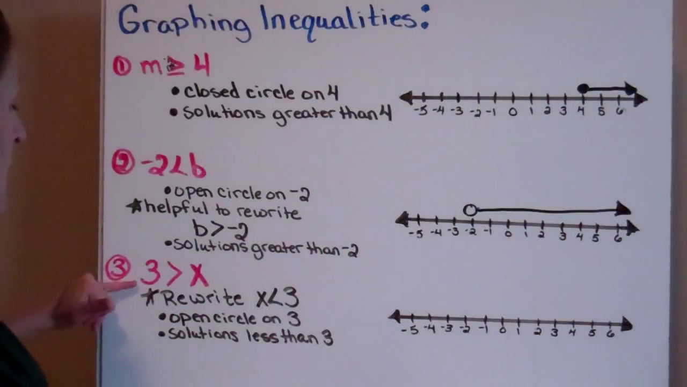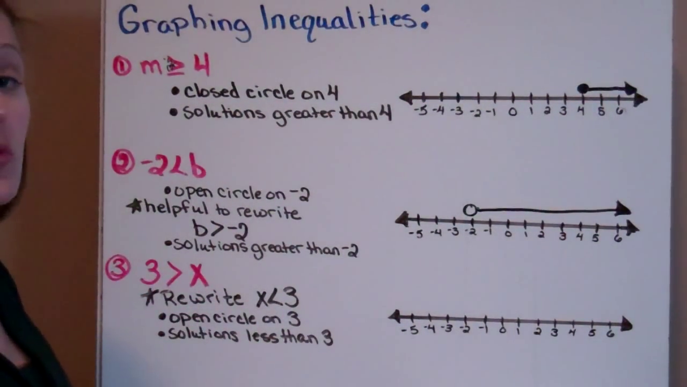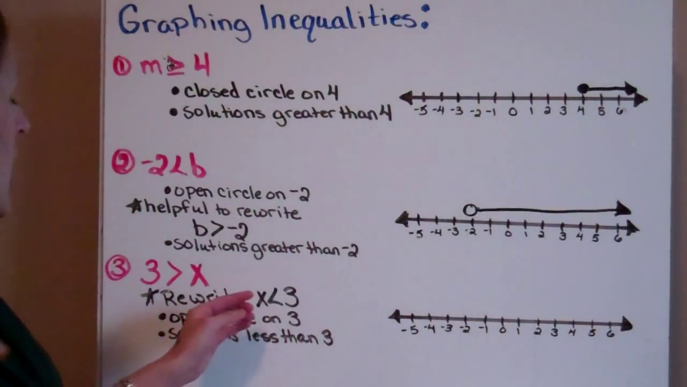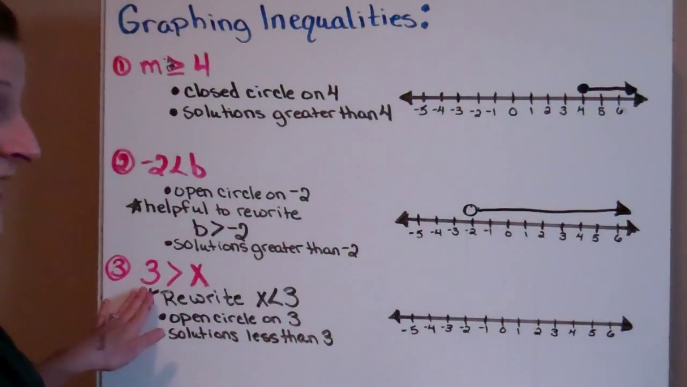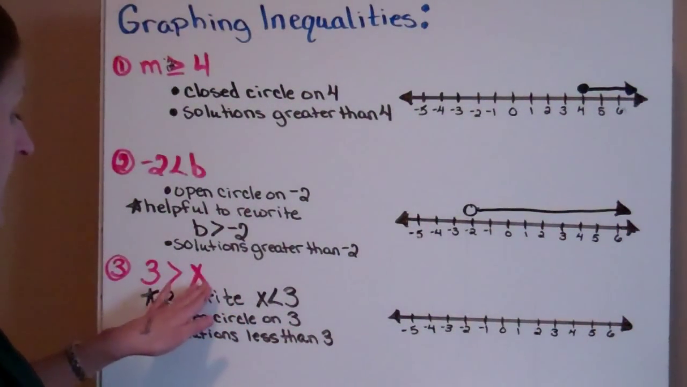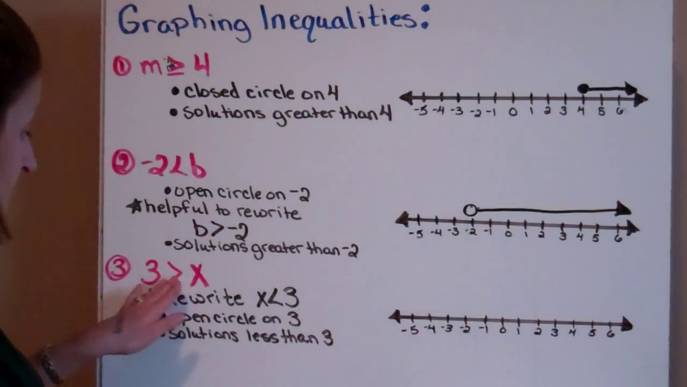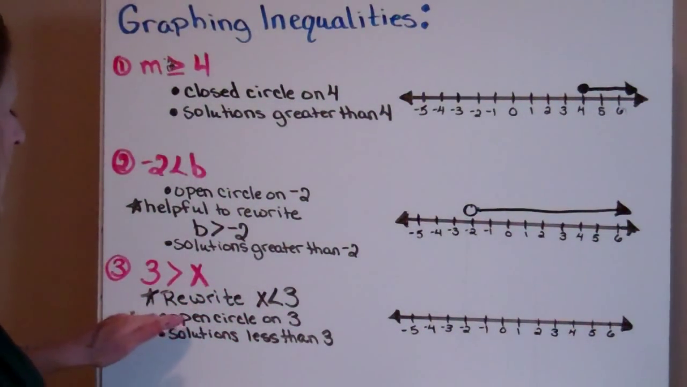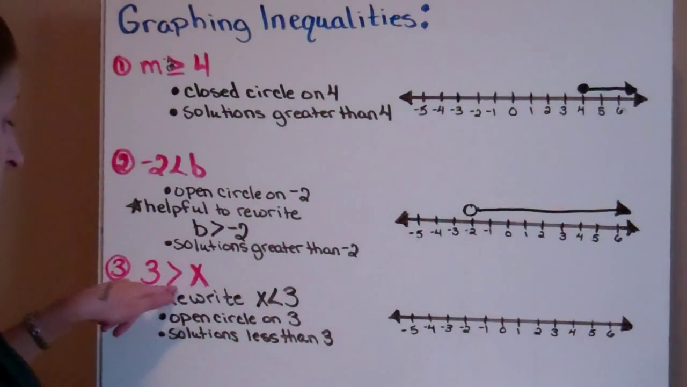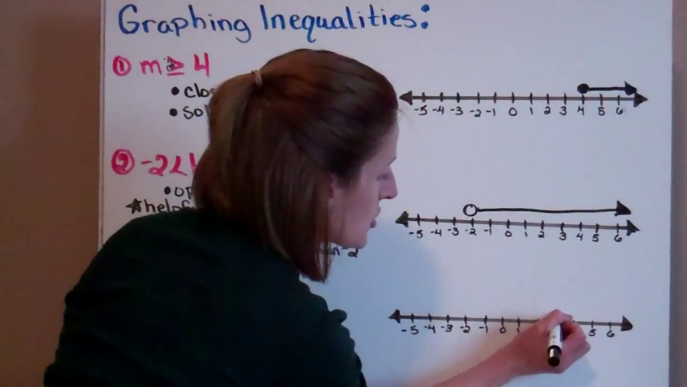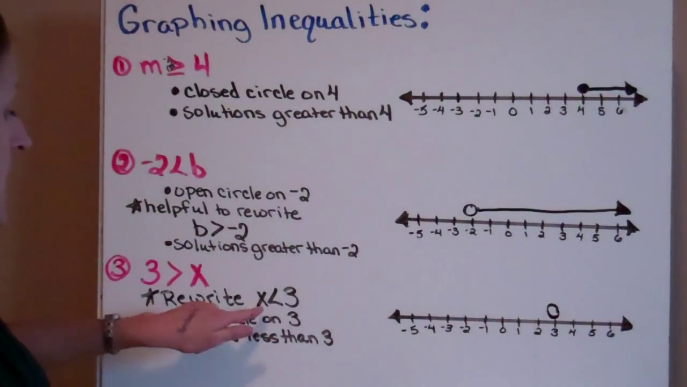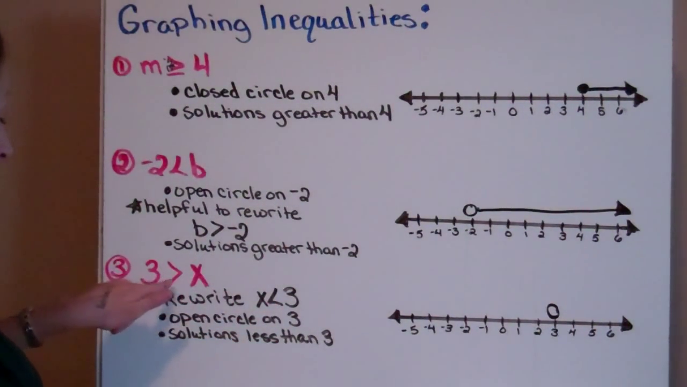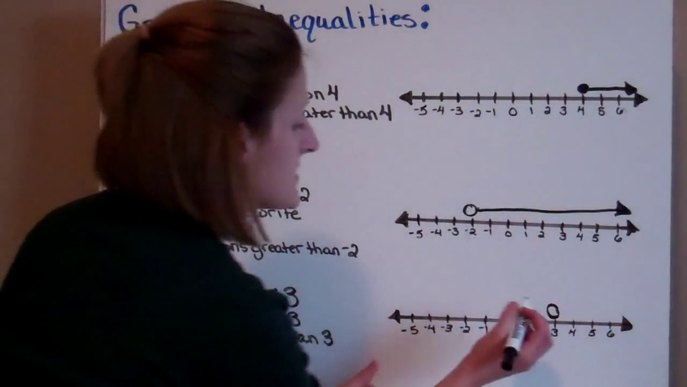Alright, this third one, 3 is greater than x. We're going to rewrite that so we can look at it better as x is less than 3. It's the same thing. Notice, even if I read this left to right, 3 is greater than x, or I could read it x is less than 3, same thing. We're going to have an open circle on 3 because there is no line underneath this. So open circle on 3. And we're going to do solutions less than 3 because remember, the mouth of my inequality is eating the bigger number, and in each one it's eating 3. So I've got to go towards the left.